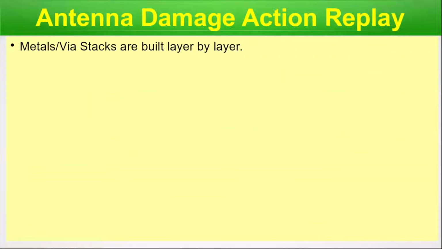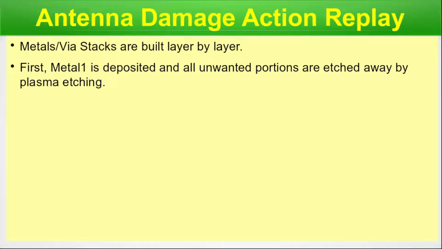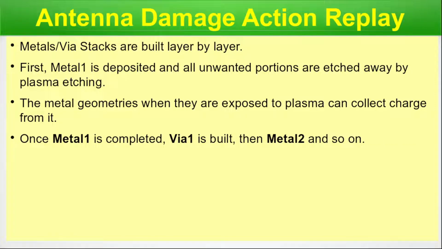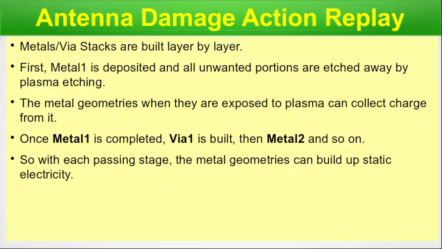Antenna damage action replay. Metal or via stacks are built layer by layer. First, metal 1 is deposited and all unwanted portions are etched away by the plasma etching. Then the metal geometries, when they are exposed to plasma, can collect charge from it. So at this point, you may recall the 3 different types of plasma exposure that I just talked about in the last slide. Once metal 1 is completed, via 1 is built, and then metal 2 and so on.